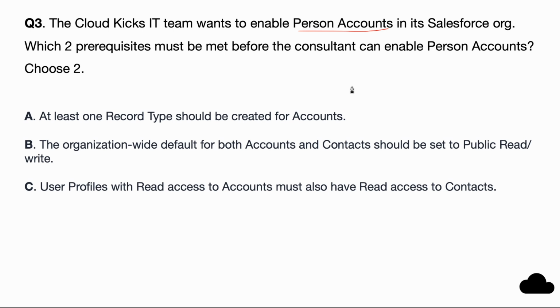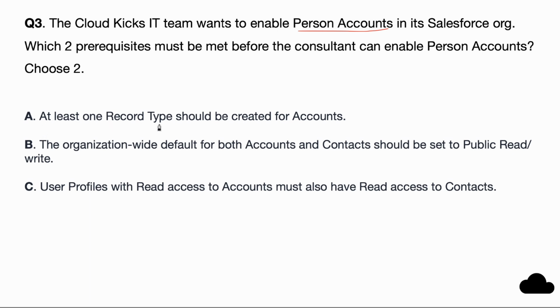So person accounts are individual people rather than companies. And so its account and contact fields are combined into a single record called a person account. Typically in Salesforce, when we're talking about accounts, we're thinking about companies like Google or Microsoft. But a person account will be an individual like John Smith. Okay, so it's not a company. So this question is asking, what do we need to think about before we enable person accounts?